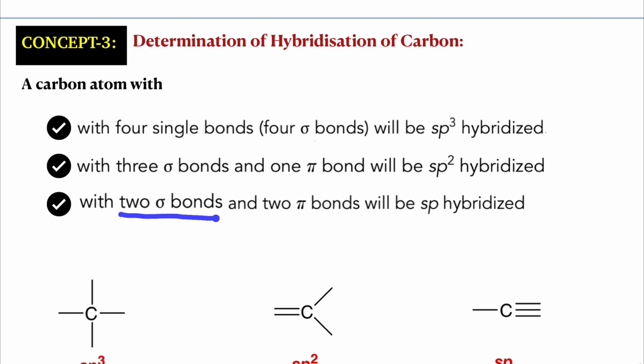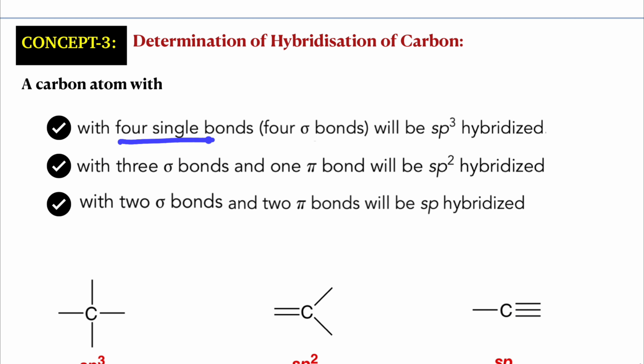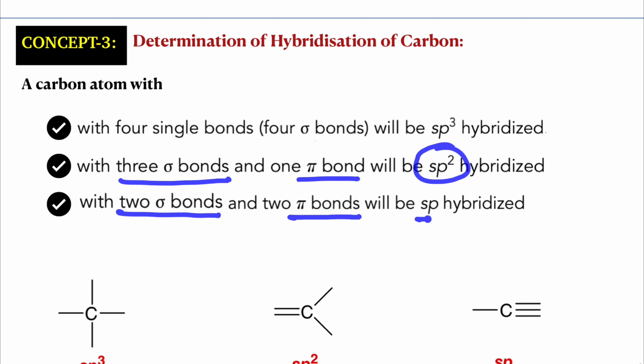Similarly, whenever carbon has two sigma bonds and two pi bonds, that carbon is said to be sp hybridized. So four sigma bonds: sp3 hybridized. Three sigma bonds and one pi bond: sp2 hybridized. Two sigma bonds and two pi bonds: that is sp hybridized.